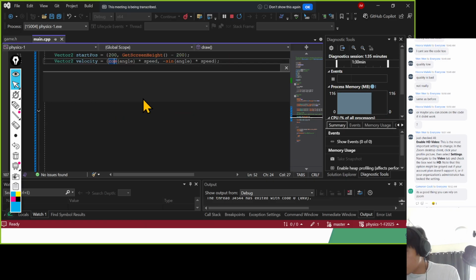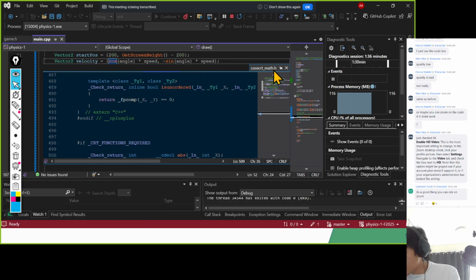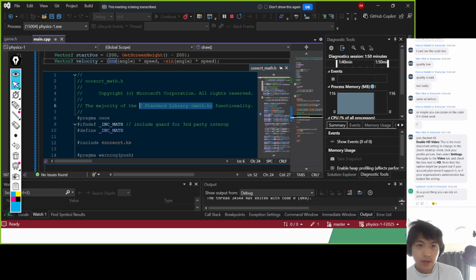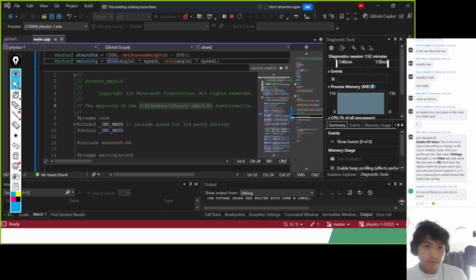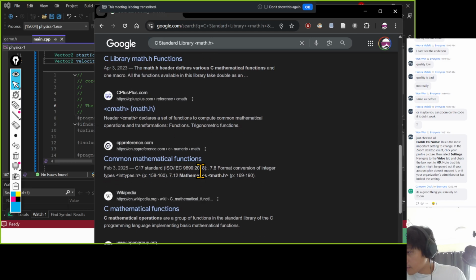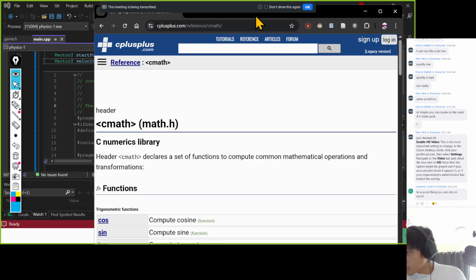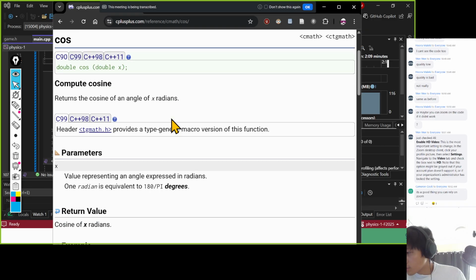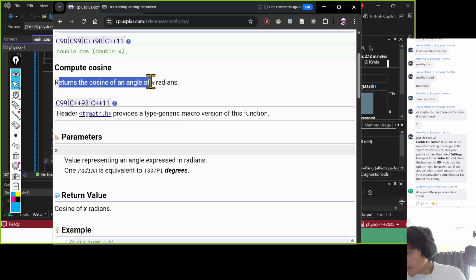Let's look at the documentation for cos. This is in math.h, which means this is using just the regular C standard math library. So let's look up the C Standard Math Library. CMath, math.h. Okay. Functions, cos and sine. Cos returns the cosine of an angle of x in radians.